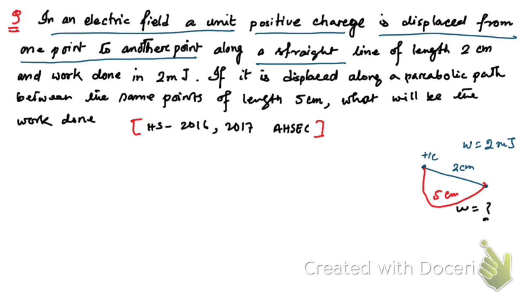Now you see, the electric field is conservative in nature, that's why the work done in bringing the charge from this point to this point depends only on the initial and final point. It doesn't depend on the path, whether the path is a straight line, parabolic or any other curve. So the work done will remain the same. So what is going to be the answer in this case?